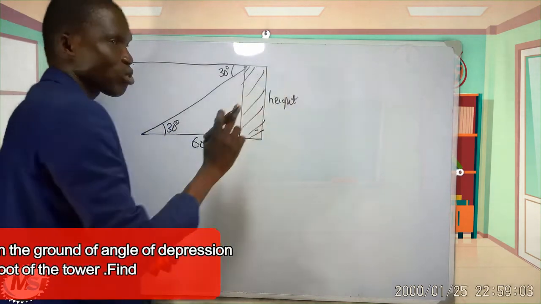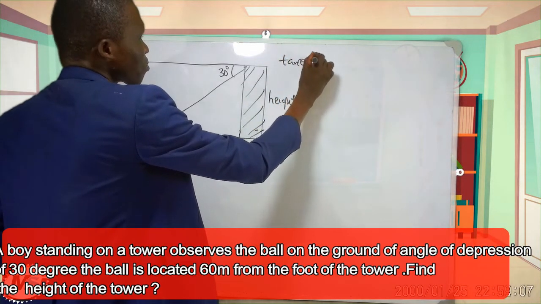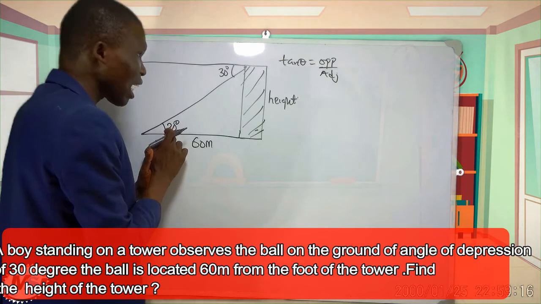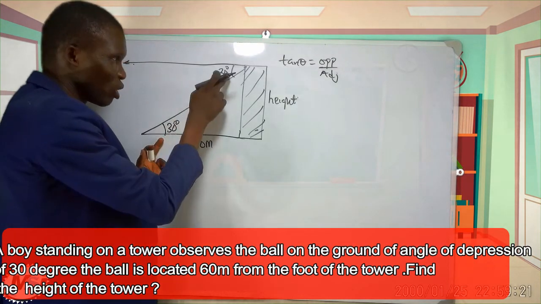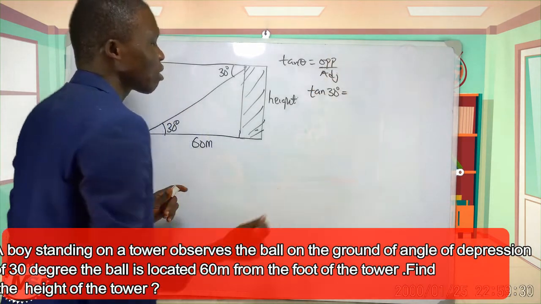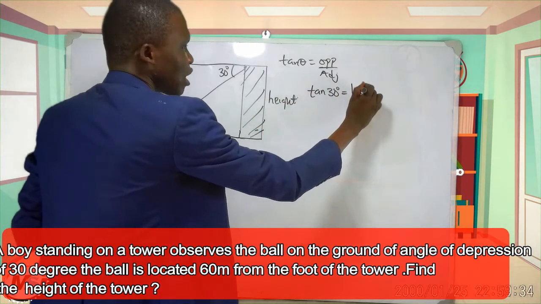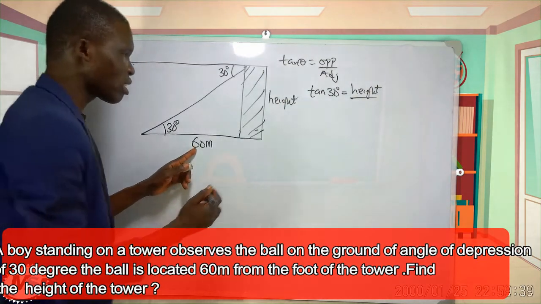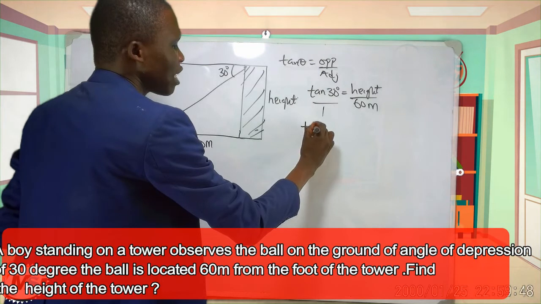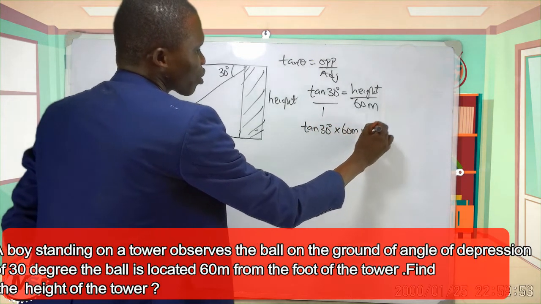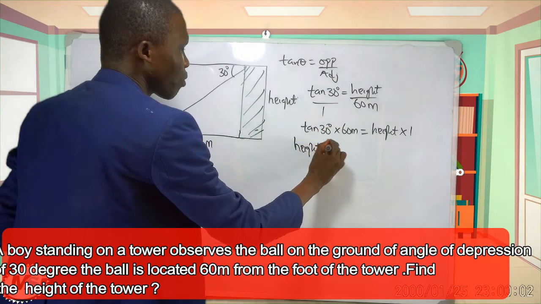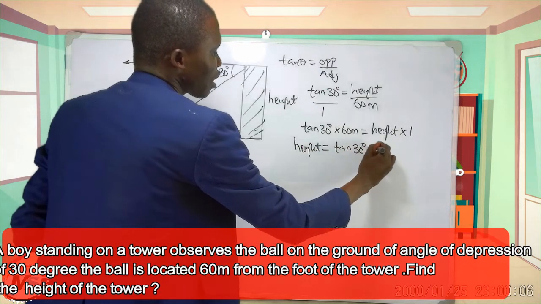Remember your SOHCAHTOA. Now, if we use tan theta, it is opposite over adjacent, right? Now, theta is given to us as 30 degrees, which is the angle of depression, that we have as alternate angle here. So this will give us tan 30 degrees equals opposite. What is opposite? This is opposite, which is height, all over adjacent, which is 60 meters. So divide this by 1 and cross multiply. When you cross multiply, you are going to have tan 30 degrees times 60 meters equals height times 1. Now height will give you tan 30 degrees times 60 meters.